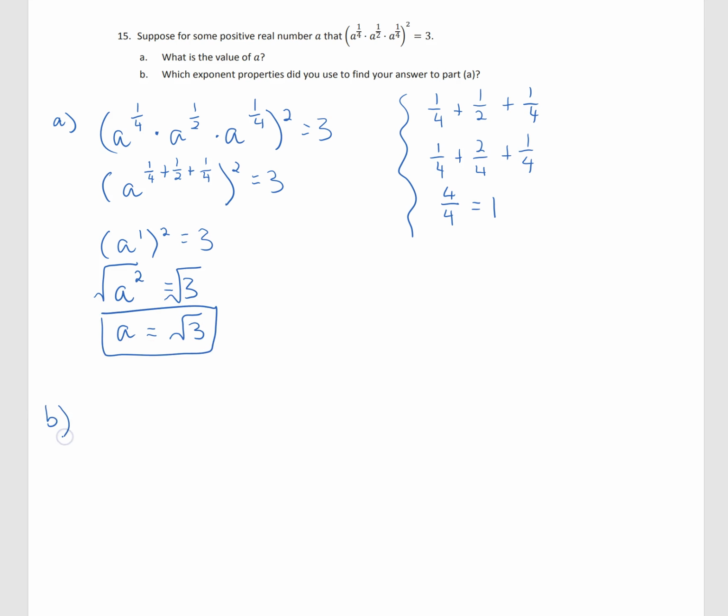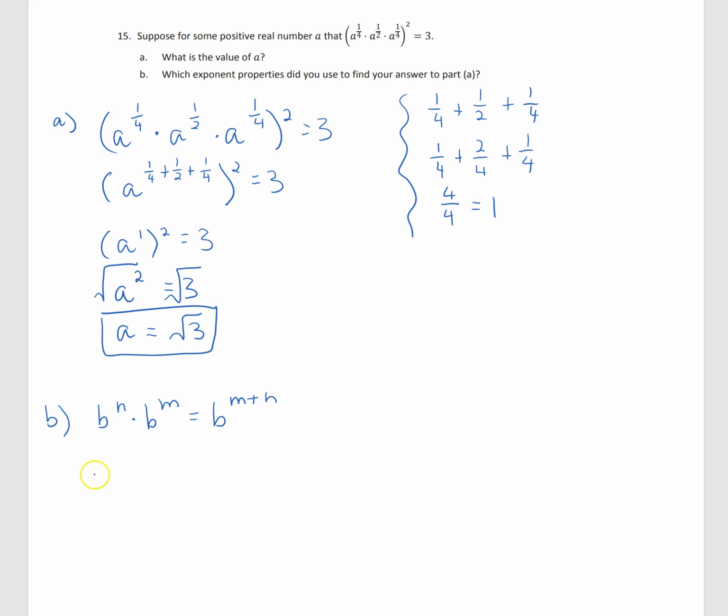B, they want us to explain which exponent properties we used. So in this first step, when we added the exponents, we're using the property that b to the power of n times b to the power of m equals b to the power of m plus n. So when you have the same base and you're multiplying, you add the exponents.